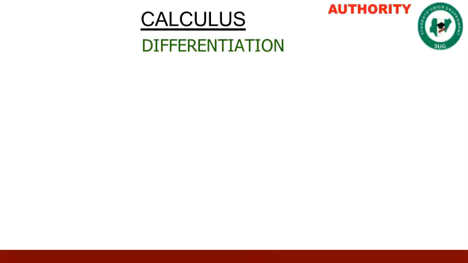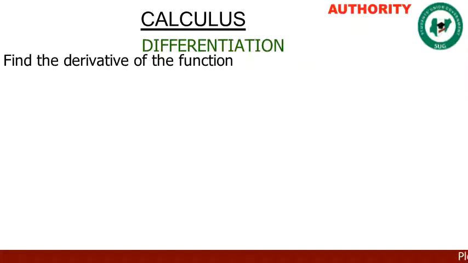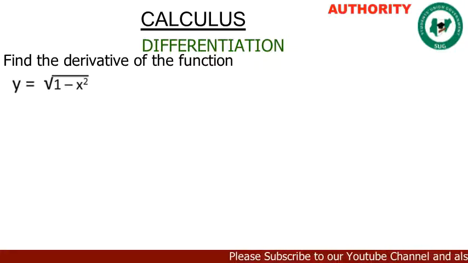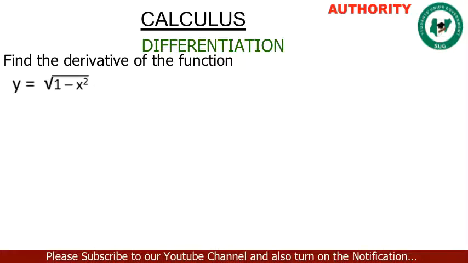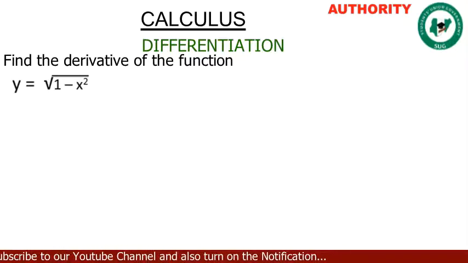Right, let's take this question. Find the derivative of the function y is equal to square root of 1 minus x squared. We have to find the derivative of the function y is equal to square root of 1 minus x squared.